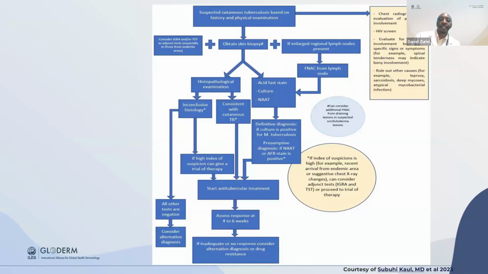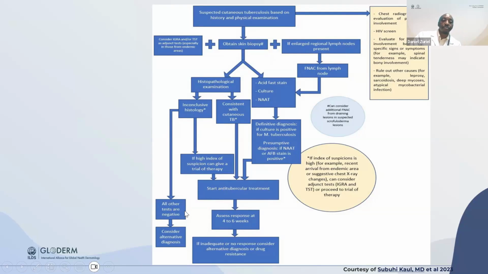The flow that we like to look at is a suspected case of cutaneous TB. We obtain a skin biopsy. We consider urgent tests. Then we proceed, plus or minus evaluation of the general patient to see whether we have enlarged regional nodes and so on. Then we have histopathological evaluation with special stains. If it's inconclusive with a high index of suspicion, you still want to start management.